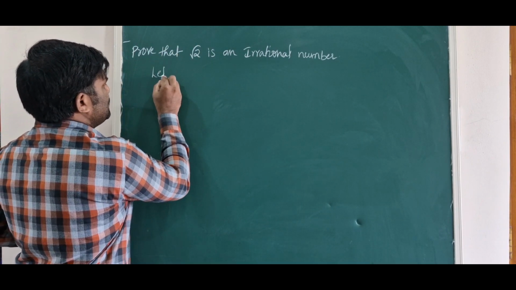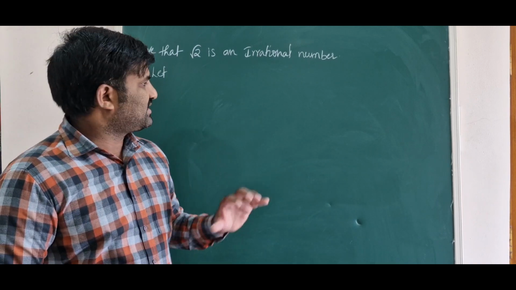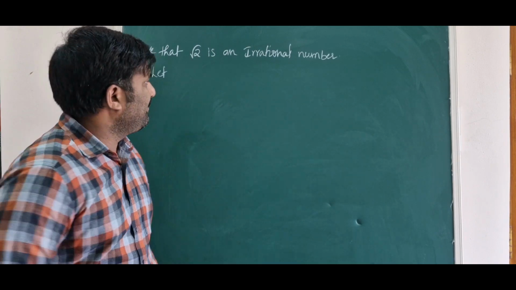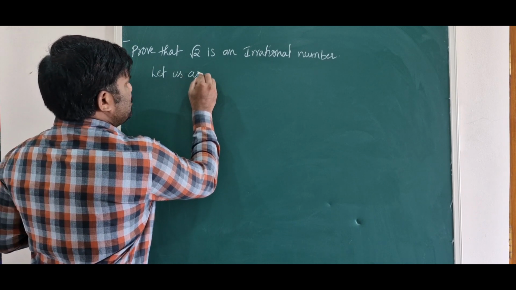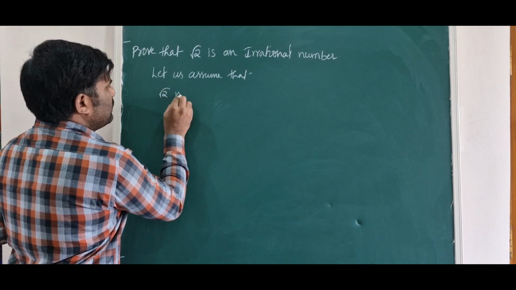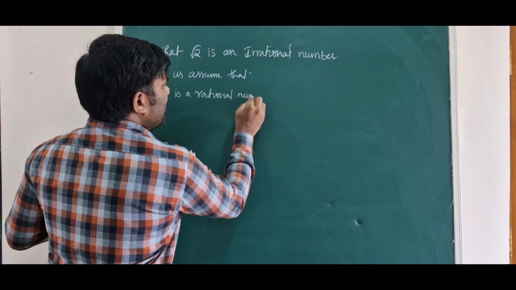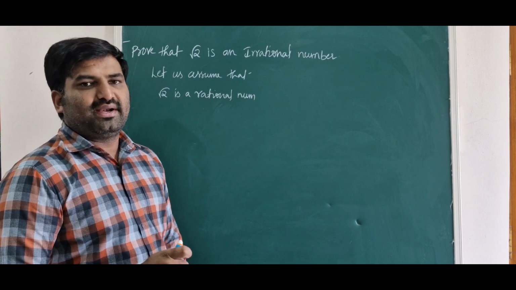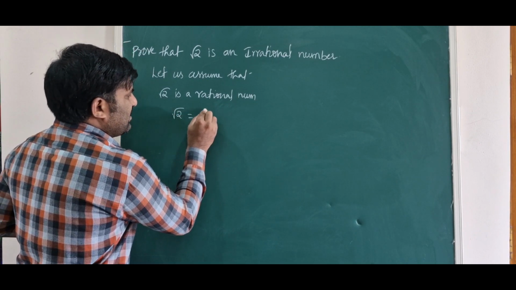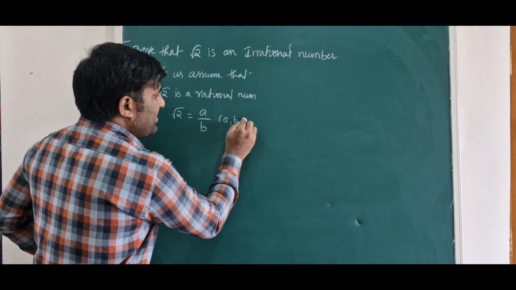Now I am writing the solution. I will write the short form, showing only the important steps. First I am assuming that root 2 is a rational number. If a number is rational, how can you write? We know that if a number can be written in the form p by q, it is a rational number. So we take root 2 is equal to a by b, where a, b are co-primes.